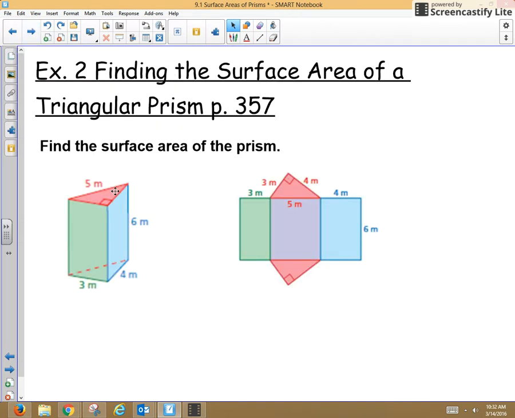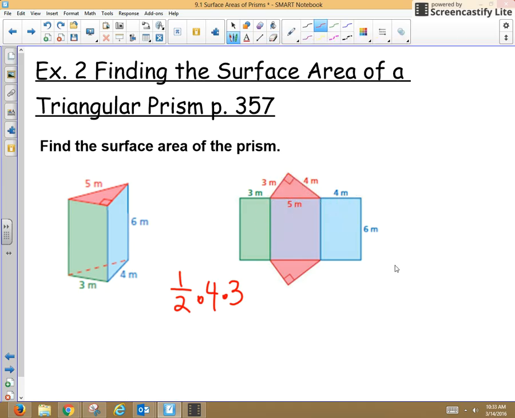In example 2, you will see that we need to find the surface area of a triangular prism. This prism has a triangle for a base. If you look at this figure, you will notice this is the net, which is the figure unfolded. Let's start with the area of the red triangles. If you remember correctly, the area of a triangle is 1/2 base times height. So here we have the height of 3 and the base of 4, so it's 1/2 times 4 times 3.